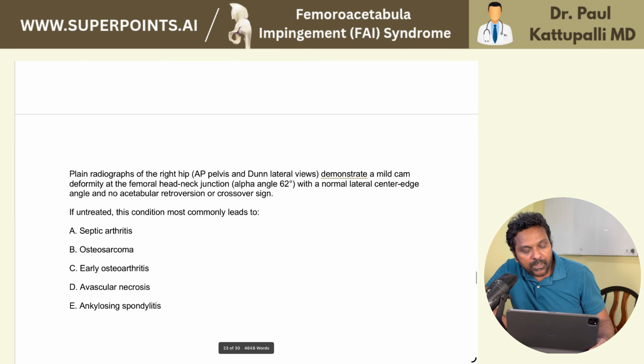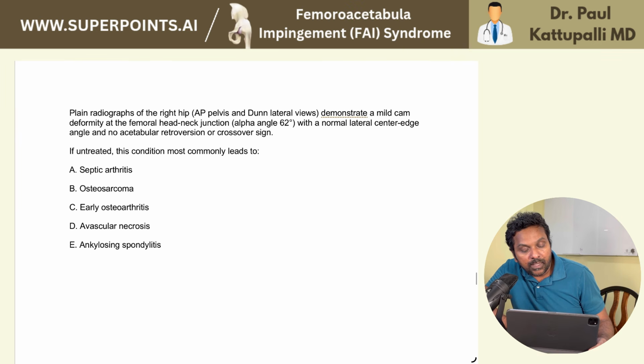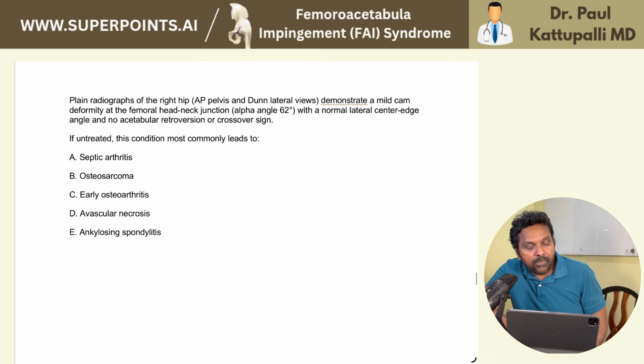Plain radiographs of the right hip, AP pelvis, and Dunn lateral views demonstrate a mild cam deformity at the femoral head neck junction, alpha angle 62 degrees with a normal lateral center edge angle and no acetabular retroversion or crossover sign. If left untreated, this condition most commonly leads to.